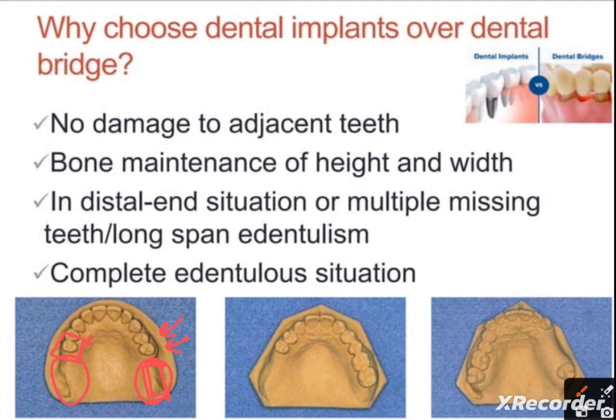Also, in a complete edentulous situation, obviously if there are no teeth present, then you can't place a bridge over it. In those kinds of situations, the best alternative compared to a complete denture is full mouth dental implants.